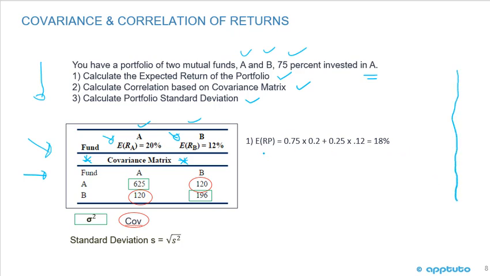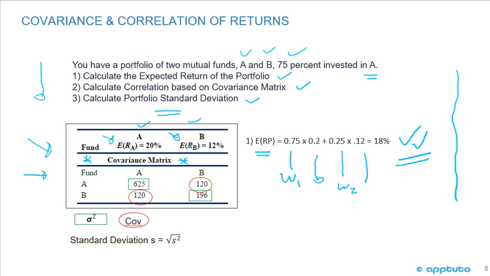So the first thing that we're going to do is the expected return on the portfolio. That's just weight 1, 75% invested in A, times the expected return of A, 20%, plus weight 2, 25%, times the expected return on B, which is 12%. So we get the expected return of 18%. That should be very easy, okay? The next slide, we're going to look at calculating the correlation based on the covariance matrix. And then calculating the portfolio standard deviation is easy.